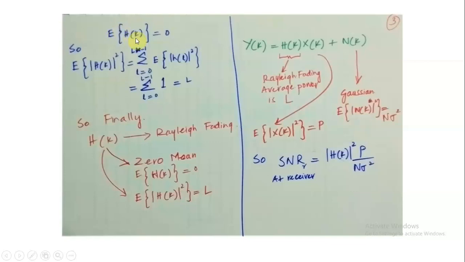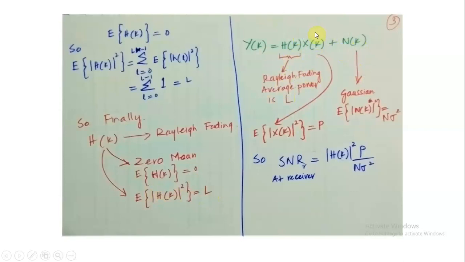Now the expected value of hk would be equal to 0. So the expected value of hk square would be equal to the sum of the expected values of hl square. So this is equal to L. So finally we have hk is Rayleigh fading with 0 mean, and variance equal to L. So we have this input output model. Rayleigh fading average power is L that we calculated here. This is the average power, the variance.